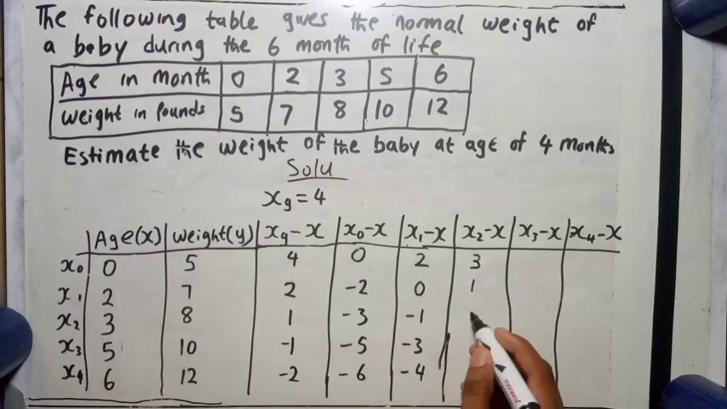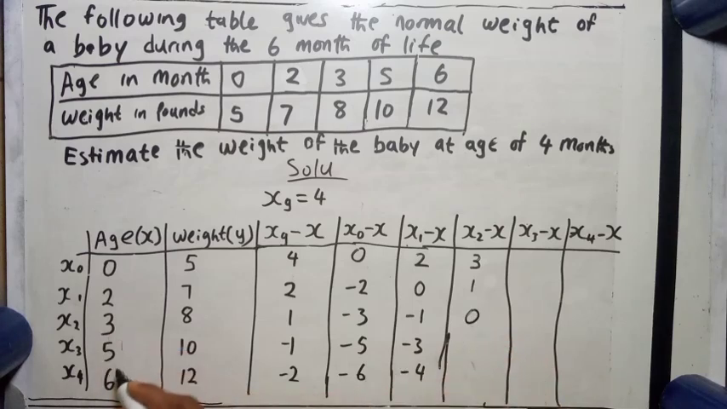3 minus 3, we are having what, 0. 3 minus 5, we are having minus 2. 3 minus 6, we are having minus 3. Move over to the next one for this.